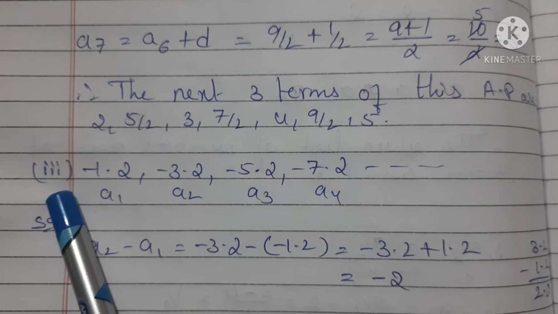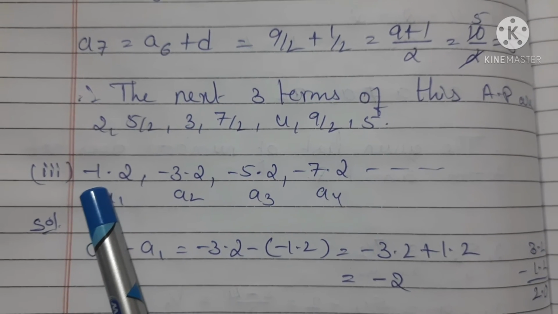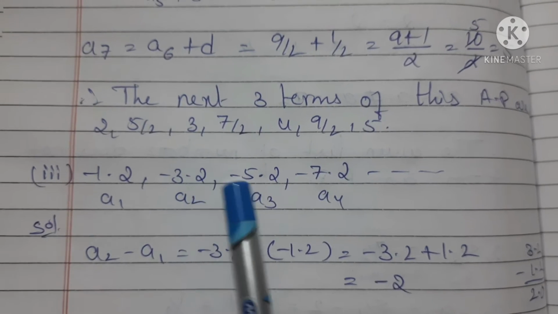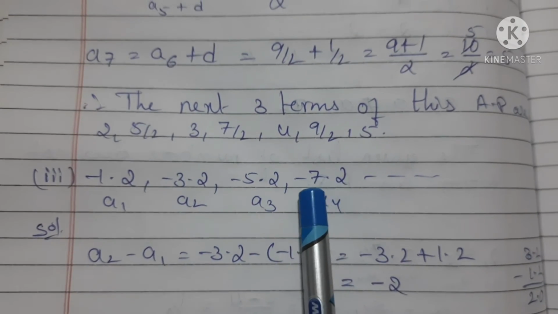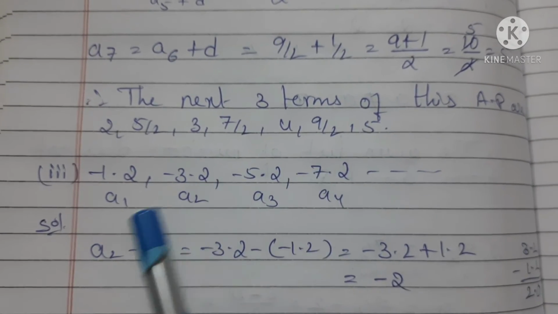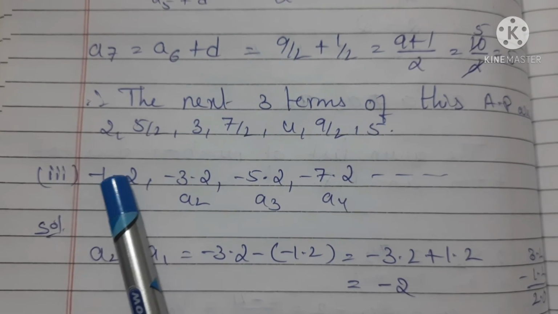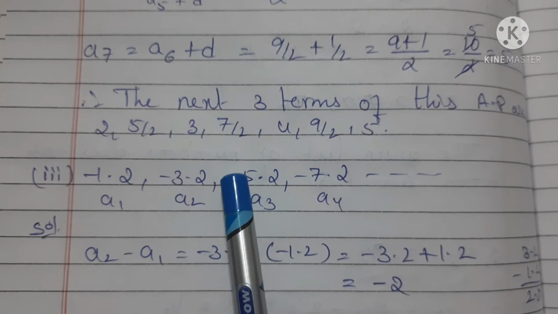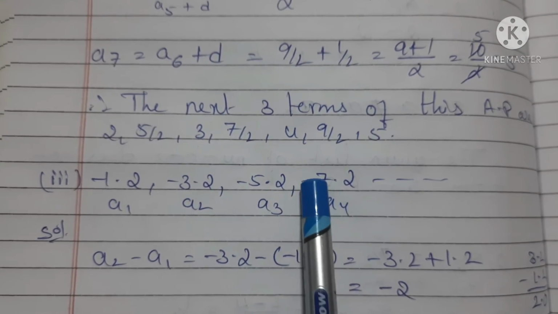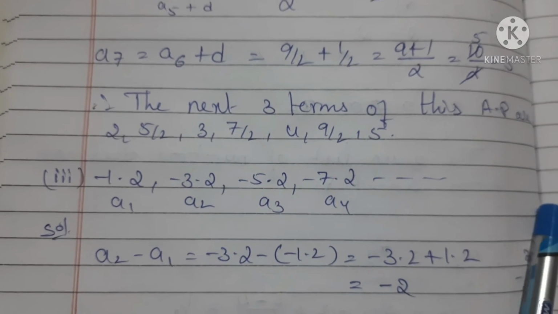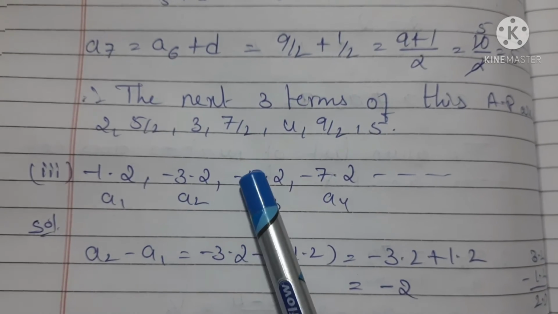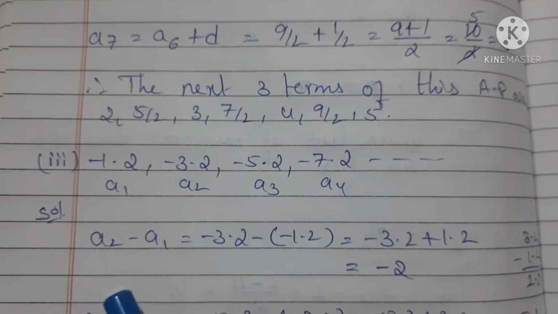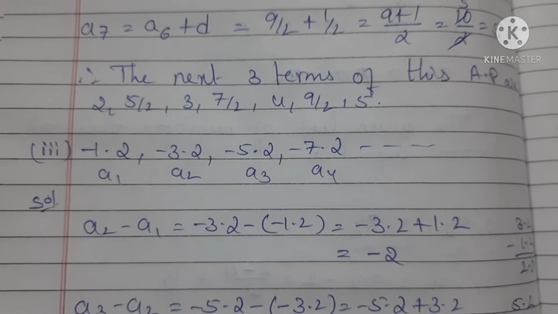Fourth main, third problem. Minus 1.2, minus 3.2, minus 5.2, minus 7.2, and so on. Here A1 is minus 1.2, A2 is minus 3.2, A3 is minus 5.2, A4 is minus 7.2, and so on. First we should check whether it is an arithmetic progression or not. For that we should find out the common difference.